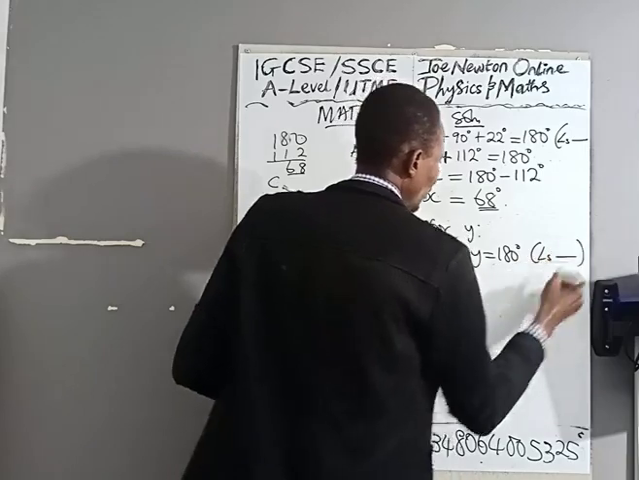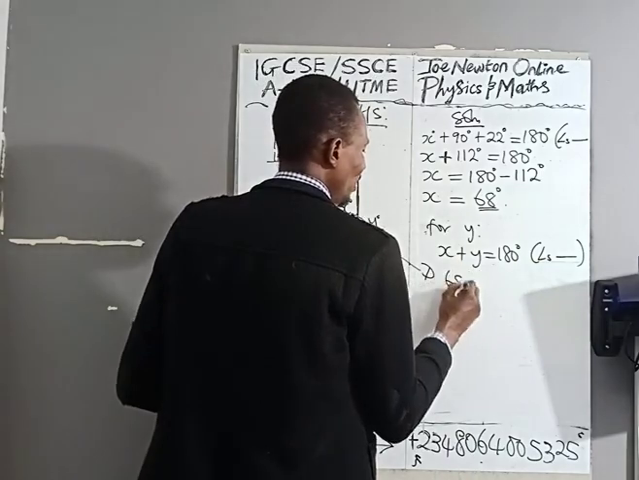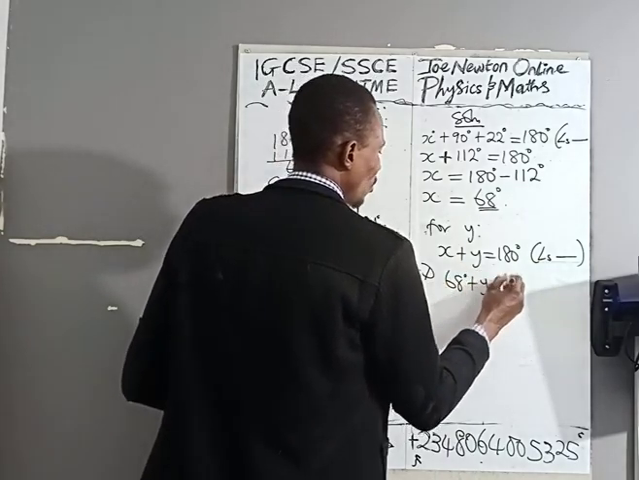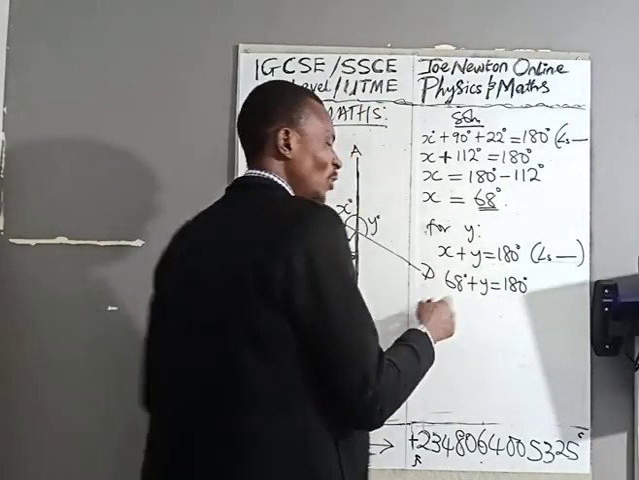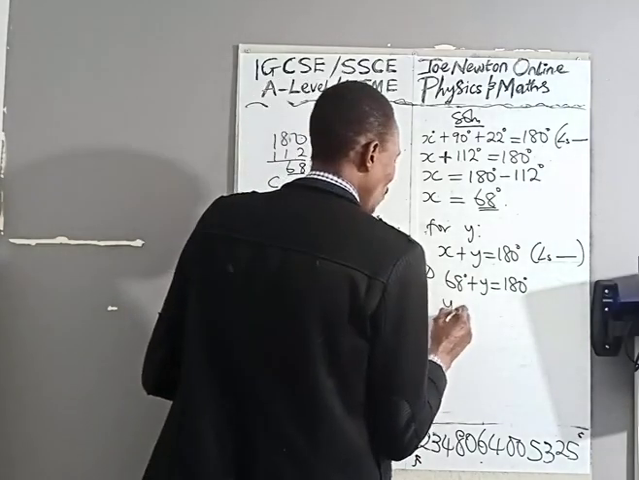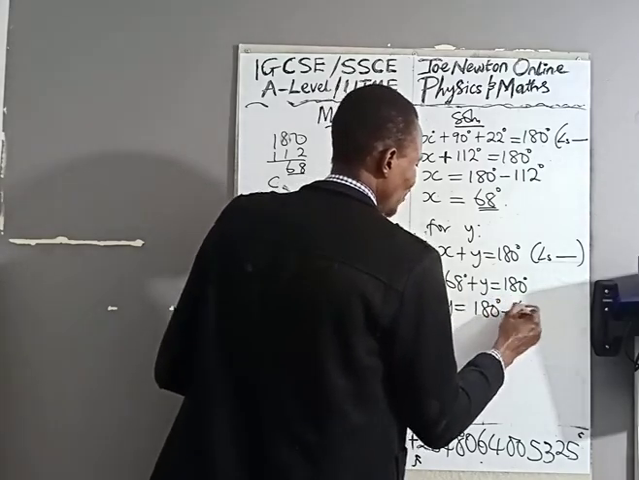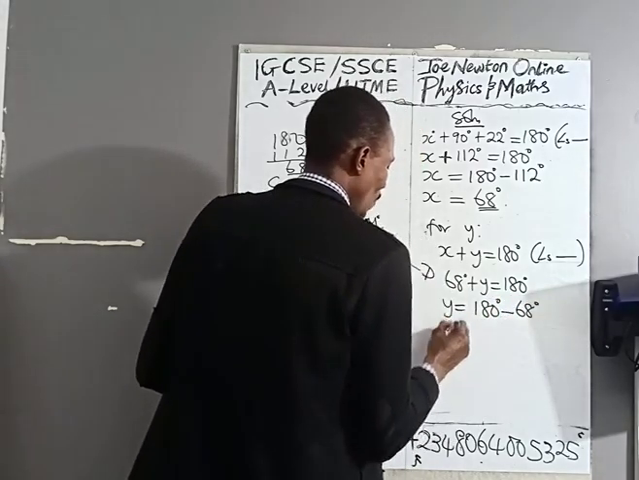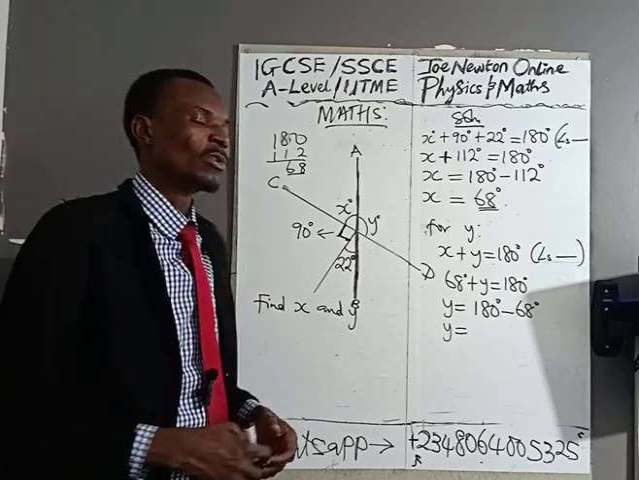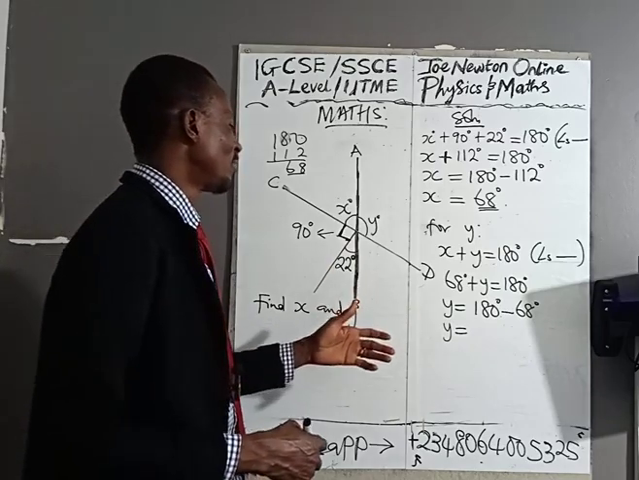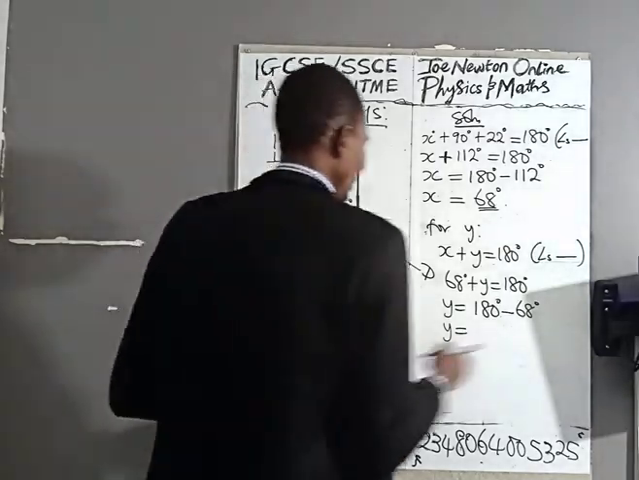Always give reason: straight line angles. And our x is already 68. So 68 degrees plus y is equal to 180 degrees. To find y, 68 will leave the boundary. So y is equal to 180 degrees minus 68 degrees. And y will be equal to, what will you get? 180 degrees minus 68 degrees will give us what? 112 degrees.